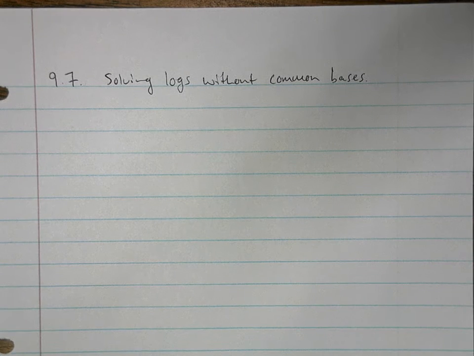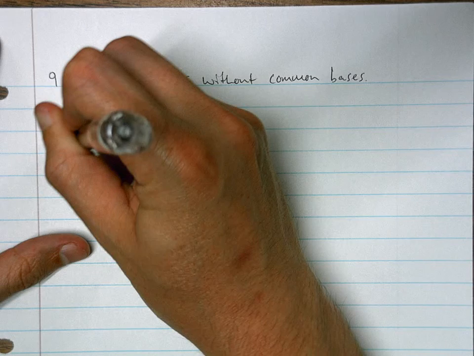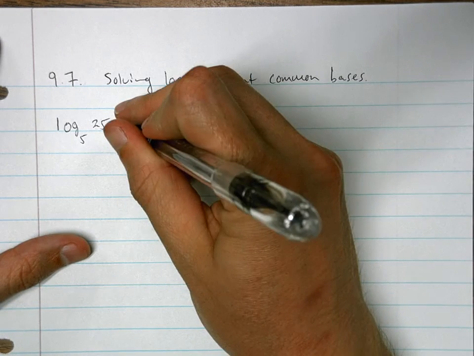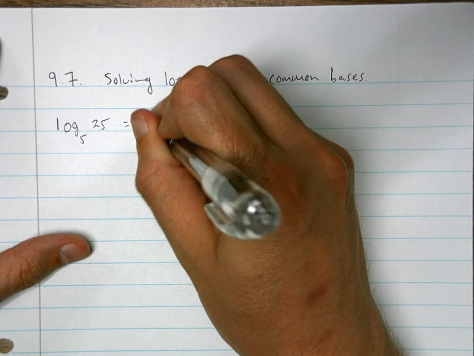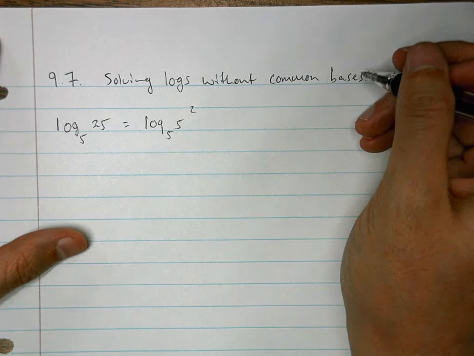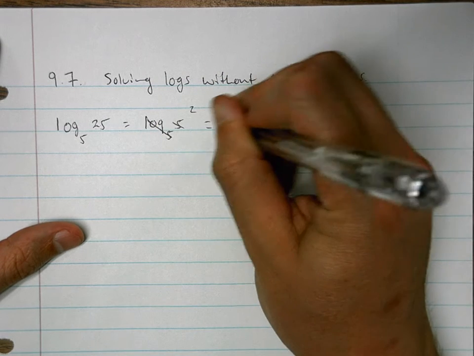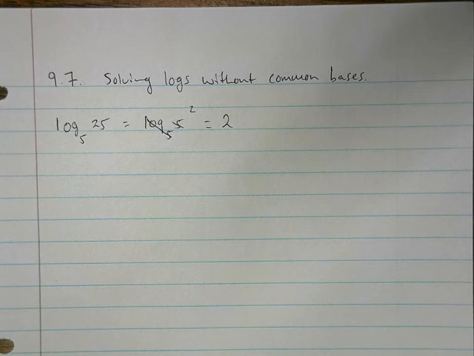So far what you guys have learned is we've dealt with common bases, like if we did log base 5 of 25. Well, if you change 25 to be a base of 5, that would be log base 5 of 5 squared. And the log and the 5 would cancel, and our answer was just 2. That's what we know so far.